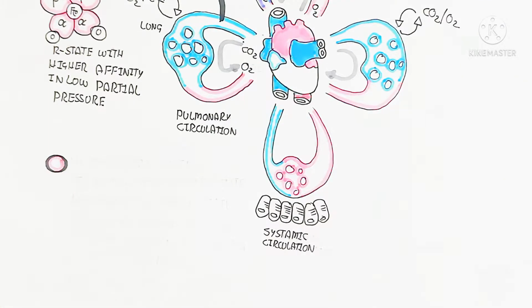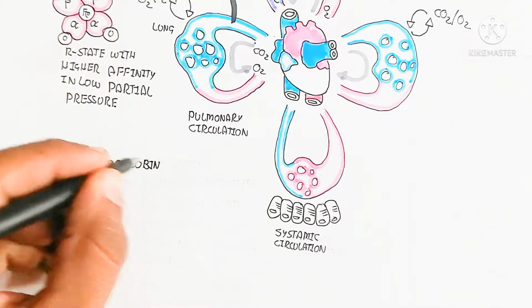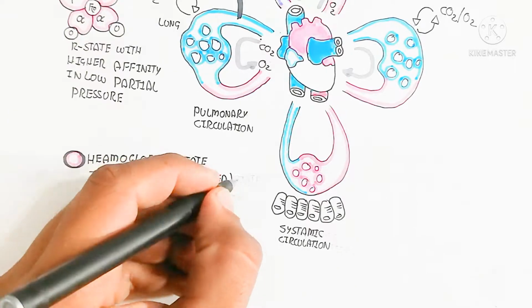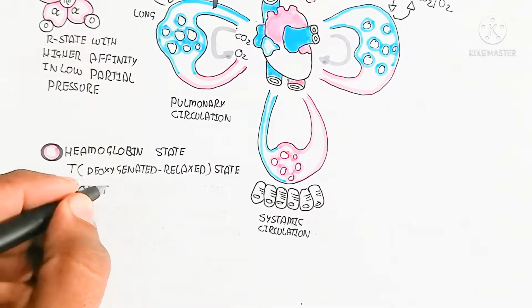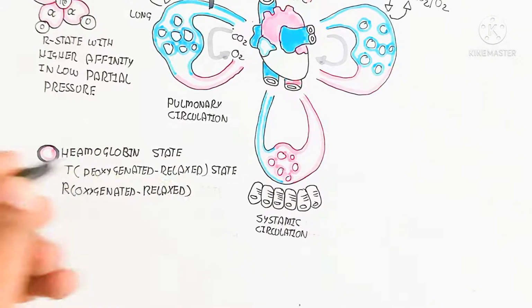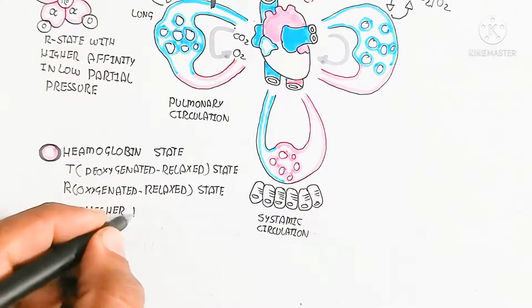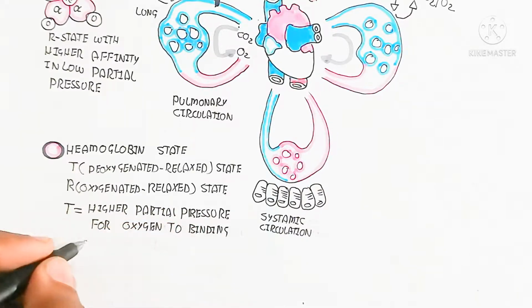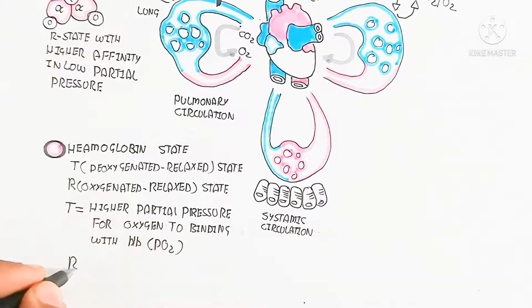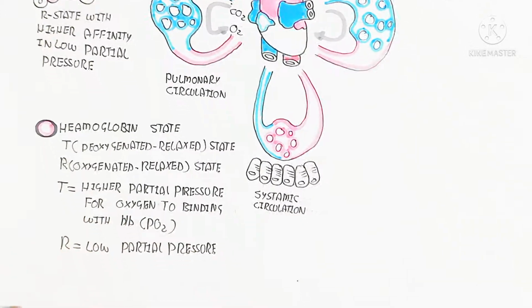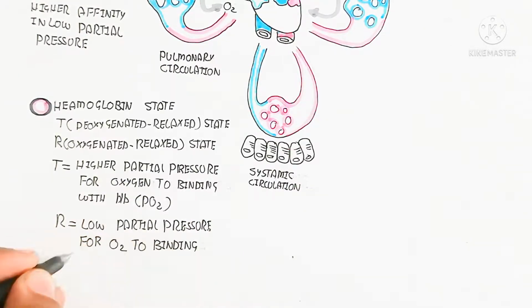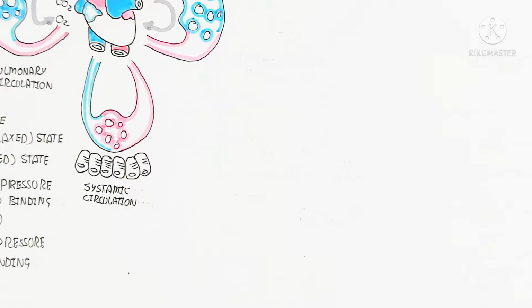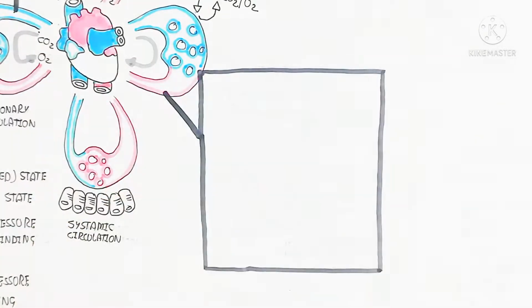Here you can see the hemoglobin states. The T state means the deoxygenated relaxed state, and the R state means the oxygenated relaxed state. The T state needs a higher partial pressure for oxygen to bind with hemoglobin, while the R state needs a low partial pressure. The affinity will decrease or increase due to the conformation change of the hemoglobin protein. So a higher partial pressure for oxygen to bind with hemoglobin is the T state, and a low partial pressure is the R state.